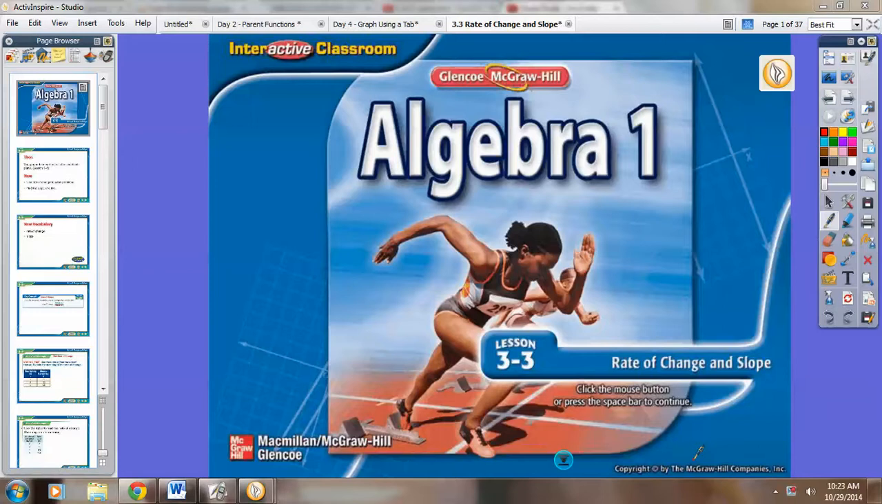This is section 3.3. There's a couple of things that we're going to cover here. It is rate of change and slope. Rate of change and slope, and they're very closely related to one another.